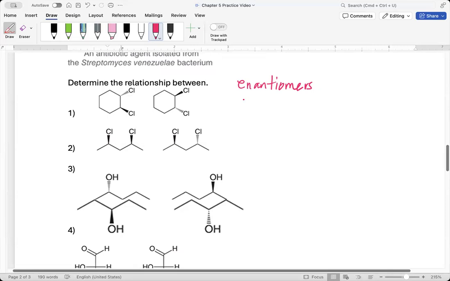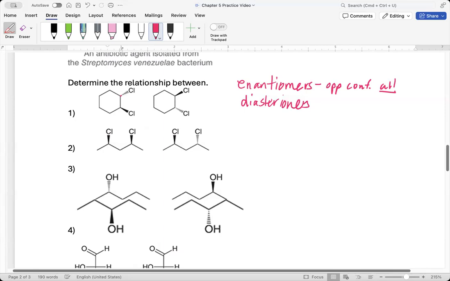So diastereomers have different physical properties. All right, but when we're looking at these, what we're going to do is, an enantiomer is going to have the opposite configuration at every chiral center. So maybe we'll just put opposite configuration at all chiral centers.